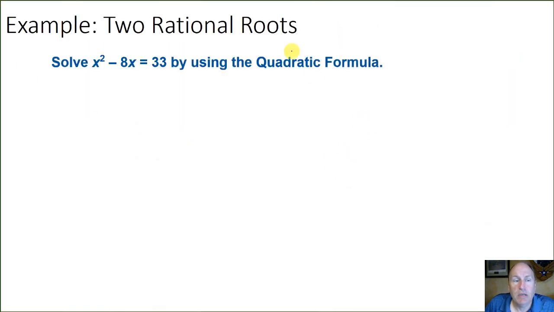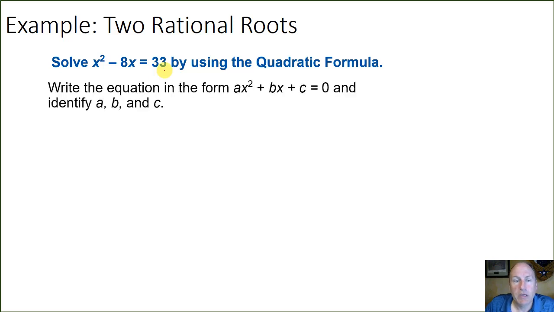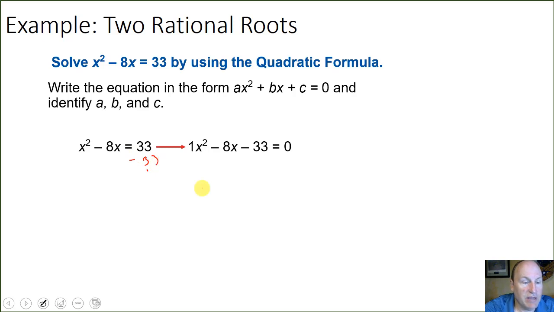Let's look at an example. Let's solve x squared minus 8x equals 33 using the quadratic formula. Now, truthfully, this one could probably be solved faster through factoring, but we're going to use the quadratic formula because it always works. So we're going to write the equation in our standard form of ax squared plus bx plus c equals 0, and then identify the a, b, and c. So x squared minus 8x equals 33. We're going to subtract 33 and bring it over to the other side through the subtraction property of equality. That leads to 1x squared minus 8x minus 33 equals 0.